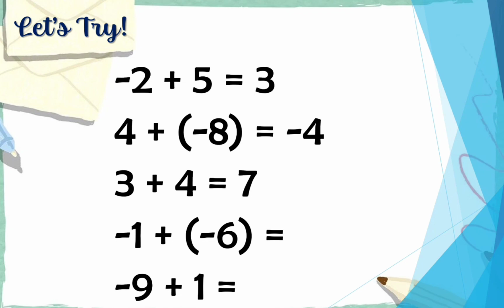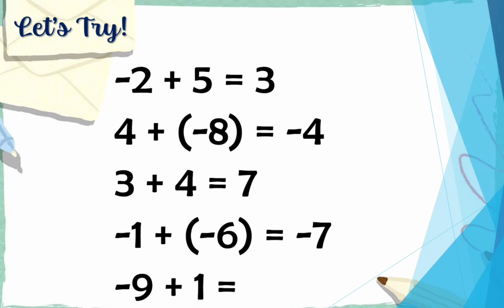Next, we have negative 1 plus negative 6. So, dito, parehong negative. So, anong gagawin kapag pareho ng sign? We will add 1 plus 6. That will give us 7. So, anong sign ng sagot natin? Is it negative or positive? Alright, our answer is negative. Kasi po, pareho silang negative. So, ang sagot ay negative 7.